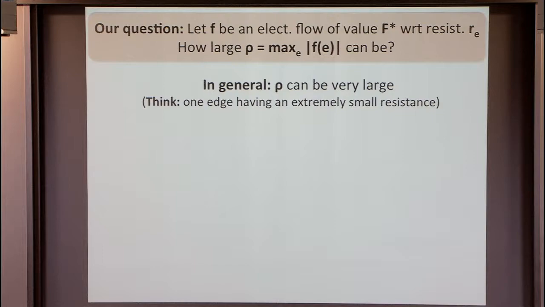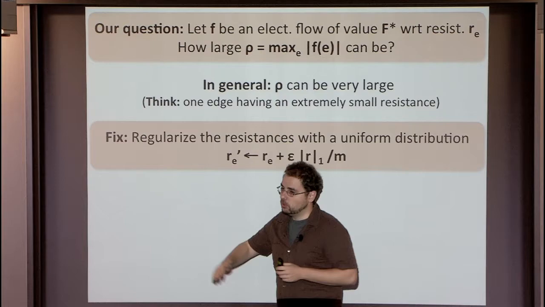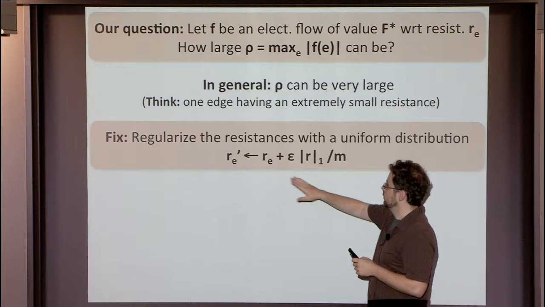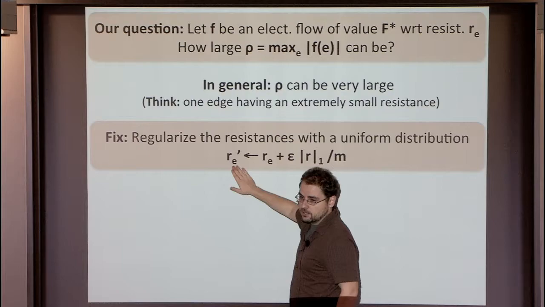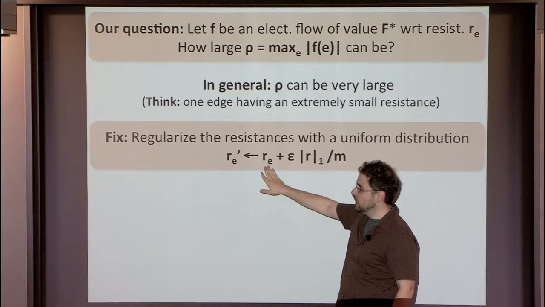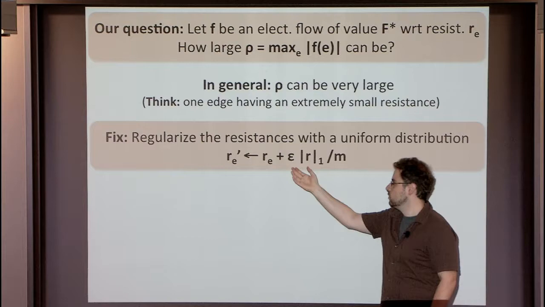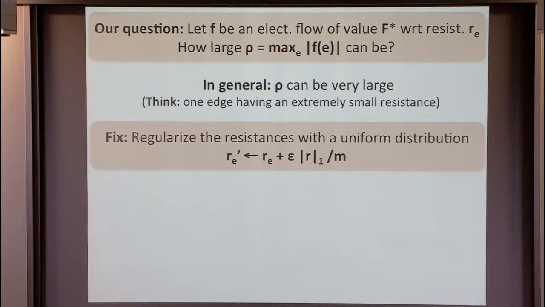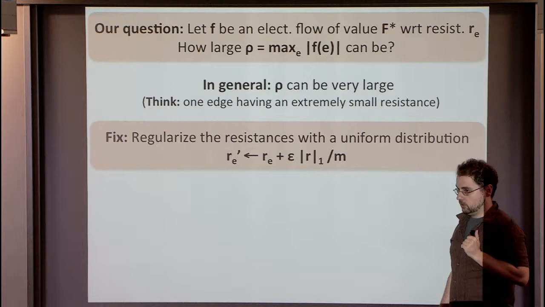But fortunately, there is an easy fix. Whenever you want to compute your electrical flow, you don't just take the resistances and plug them into your electrical flow solver. What you actually do is regularize these resistances before passing them on. Essentially, you take the original resistance and mix in a little bit of a uniform distribution, and this way you make sure that no resistance is too small compared to the average resistance of the graph.